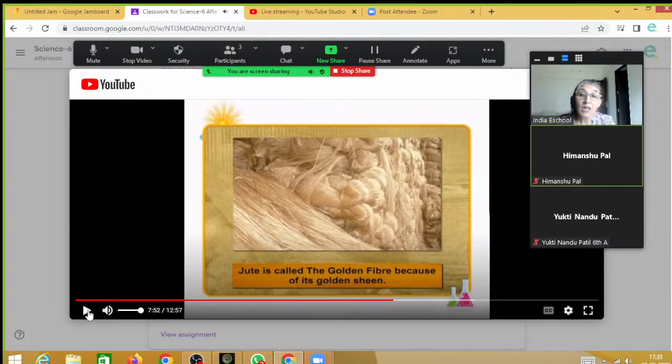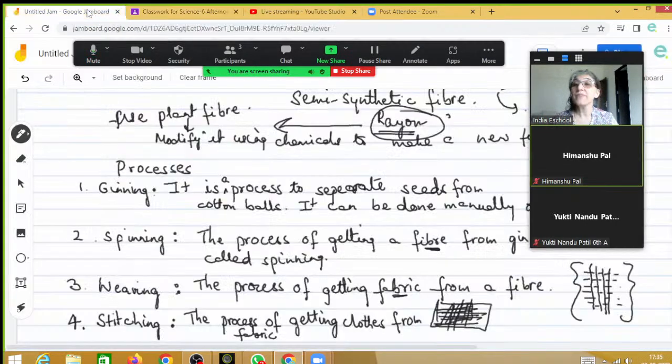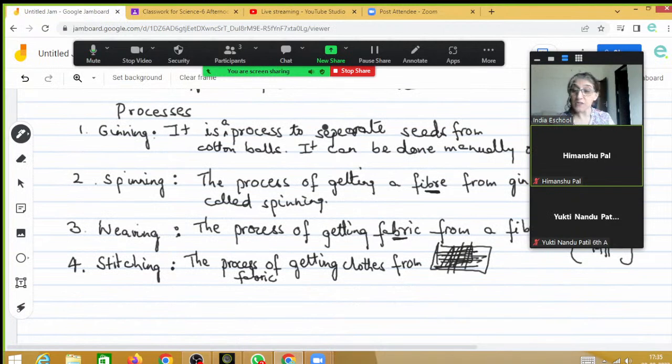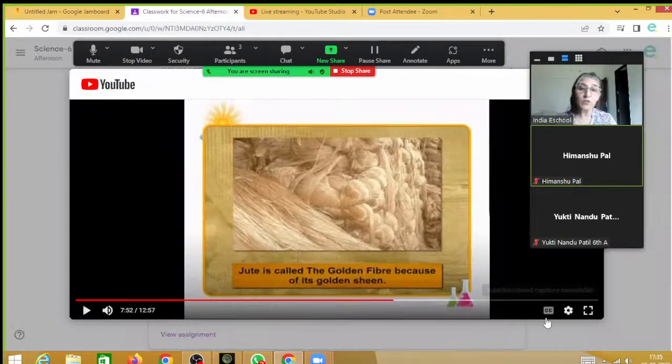Jute is named the golden fiber. This process of taking out jute fibers from the loosened stems is called retting, I think, as far as I remember. I'll just write it down. We'll see another video on it; it is not given here.